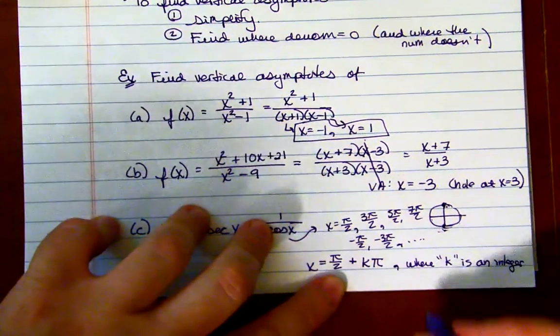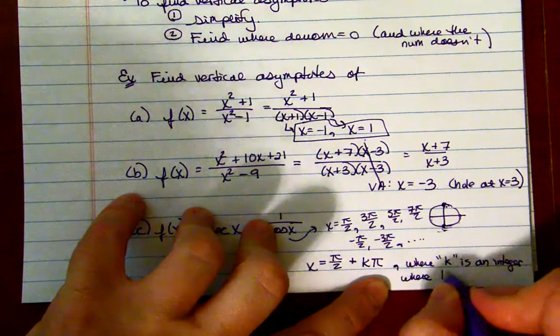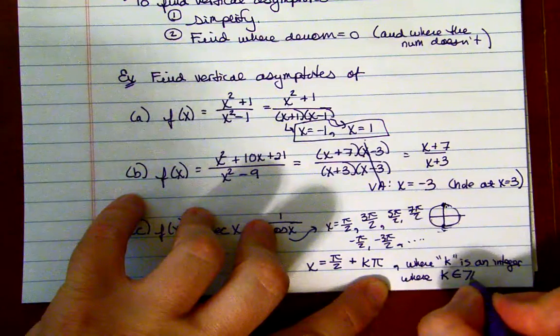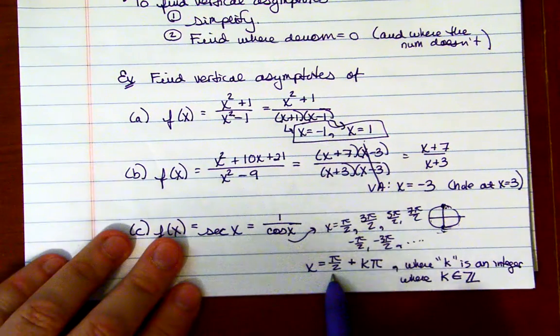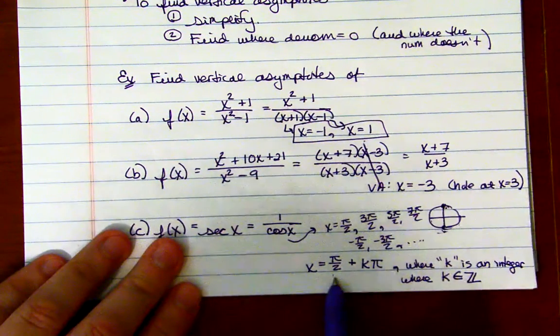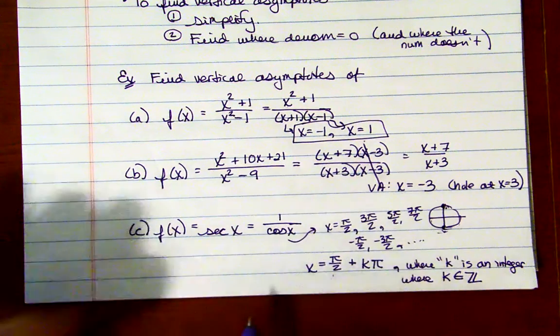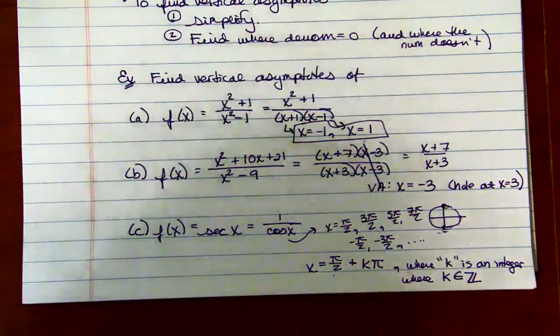Or if you remember the notation from Algebra 2, we could say where k is an integer. All this is saying is pi over 2 plus pi, pi over 2 plus 2 pi, pi over 2 plus 3 pi, pi over 2 plus 5 pi, pi over 2 minus pi, pi over 2 minus 4 pi, pi over 2 minus 7 pi. At any of those places, the secant of x would have a vertical asymptote.